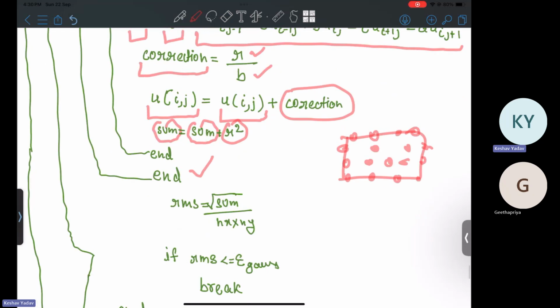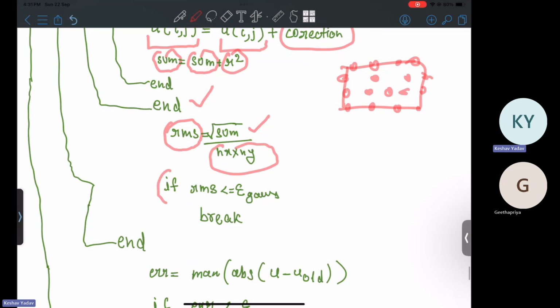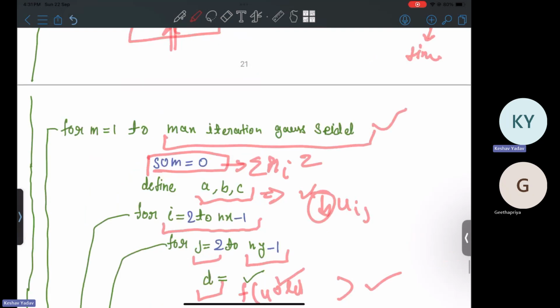And once I have done all this, I will calculate the RMS, that will be equal to the square root of sum divided by nx multiplied by ny. Then I will check if this RMS is less than epsilon for the Gauss iteration, then I will break. Otherwise, I will do till I converge.